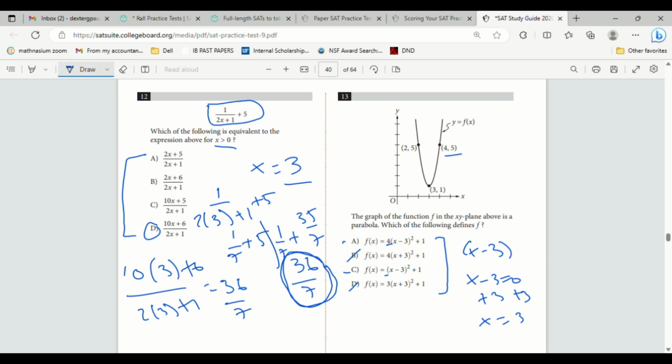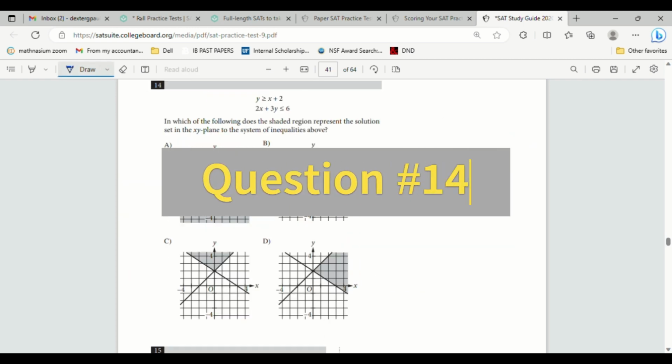So our rise, we go up 4. So we go up 4, and then we go over 1. So we go up 4 in the vertical direction and 1 in the horizontal direction. So our slope is 4, which means that we put a 4 out in front of our vertex form equation. So 13 is A.